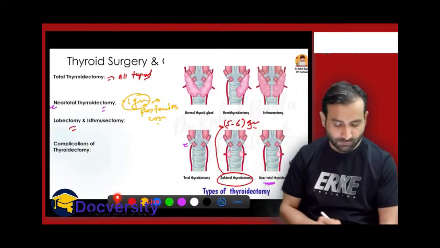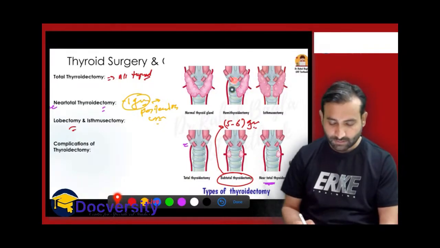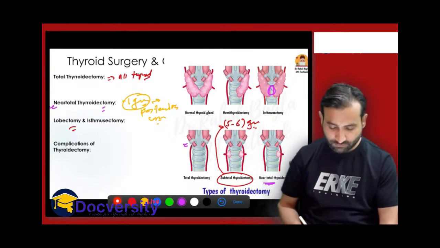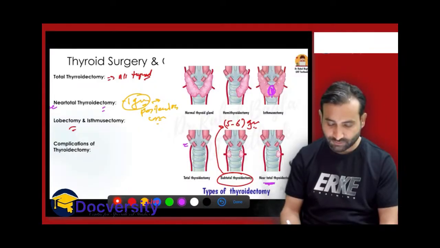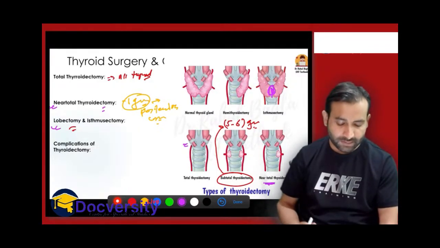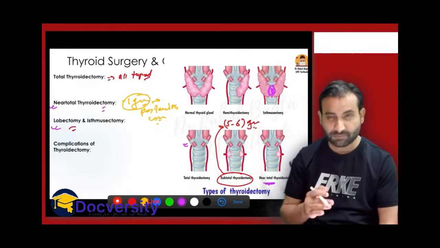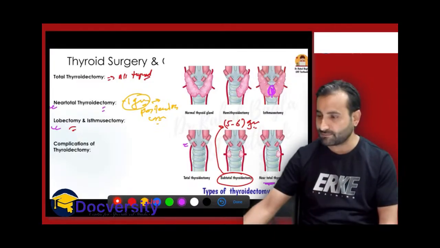And we have the lobectomy or isthmectomy. You know that lobectomy means we remove one lobe of the thyroid like this, right? Or hemithyroidectomy also we can say. And isthmectomy means we just cut the isthmus of the thyroid. You can see over here, this much part is removed, right? So according to our requirements, we do different types of thyroidectomy. So please remember this one.